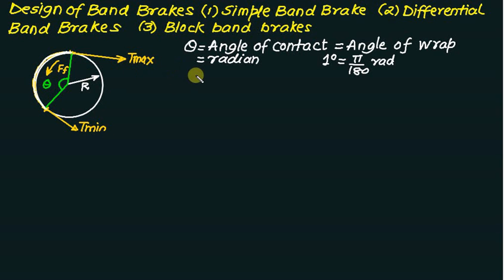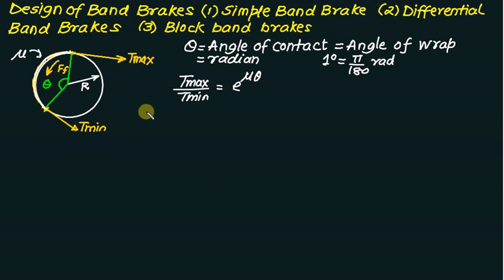Then it is known that the relation between T max by T minimum is always given by e to the power mu theta, where mu is the coefficient of friction between the brake and the drum. T max is the maximum tension and T minimum is the minimum tension.